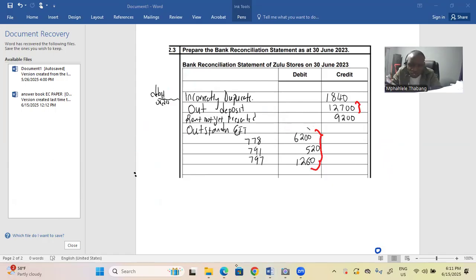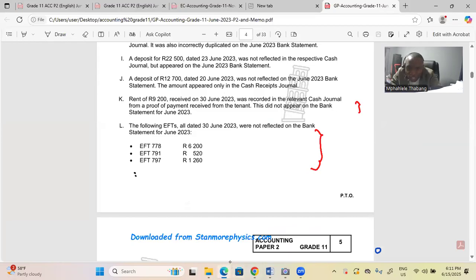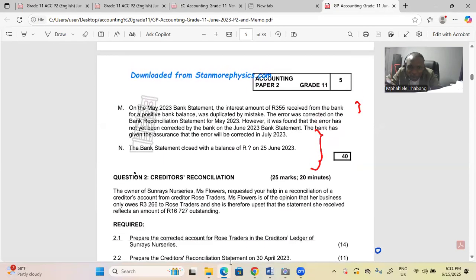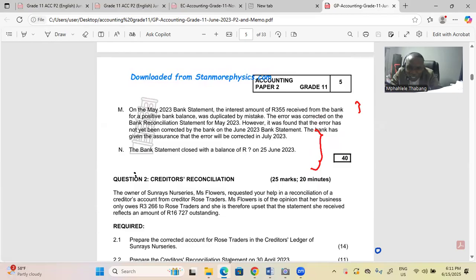Okay. Let's go and read the information again. That was L. Now we are on M. On the May 2023 bank statement, the interest amount of 355 received from the bank for a positive bank balance was duplicated by mistake. Oh, we need to read this one accurately. They are saying on the May 2023 bank statement, this is last month, the interest amount of 355 received from the bank for a positive bank balance was duplicated by mistake.